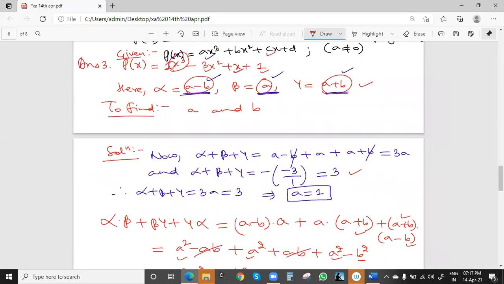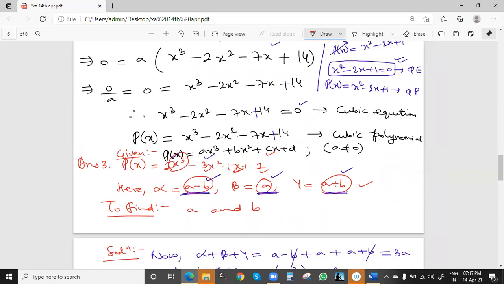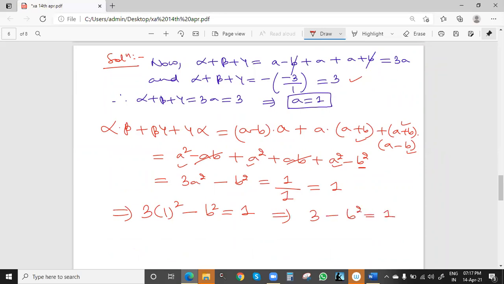C value is equal to 1 because C is basically the X coefficient, and the X coefficient is 1 in the original equation. So C by A, and A value is again 1. So 1 by 1 is equal to 1. So we can simplify. A is 1, so 1 square is also 1, minus B square equal to 1. So this implies 3 into 1 square, 3 minus B square equal to 1.